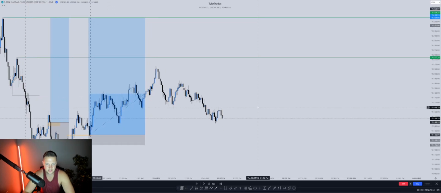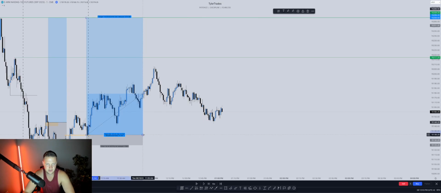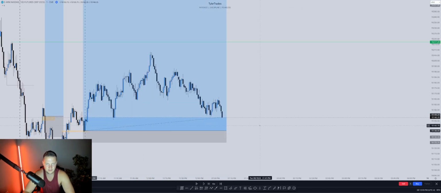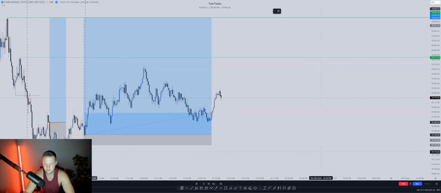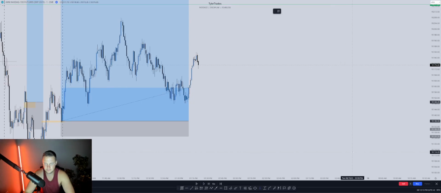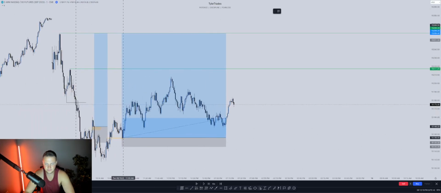At this point, looks like price is just chopping back and forth in this range. Really not a whole lot more to go off of just yet. End of the day would be about 4:15. Well, obviously way back yonder over here. So we don't need to mark that out. We can just leave it. And we'll see how this plays out.